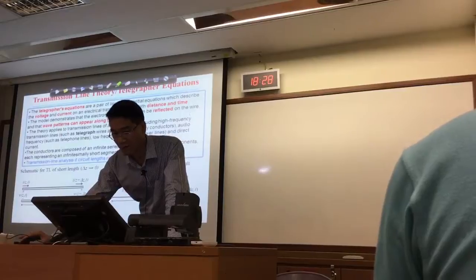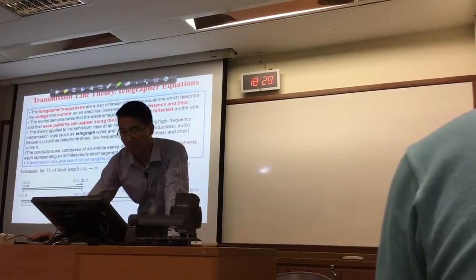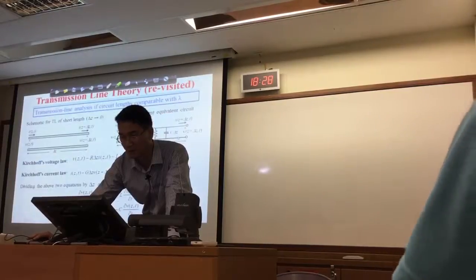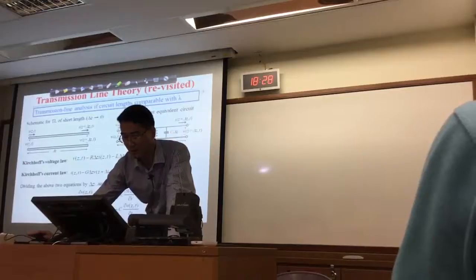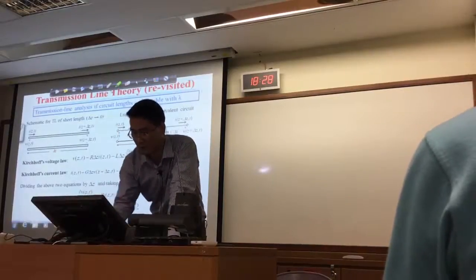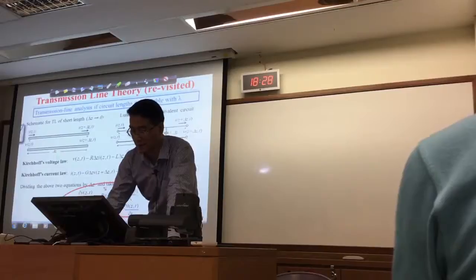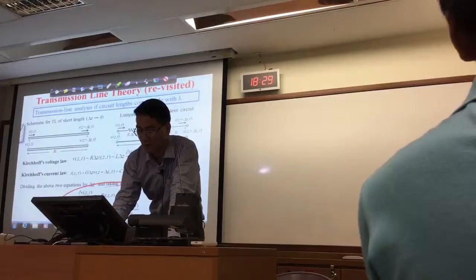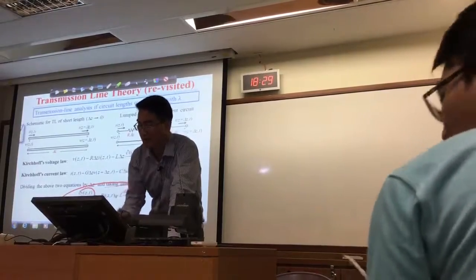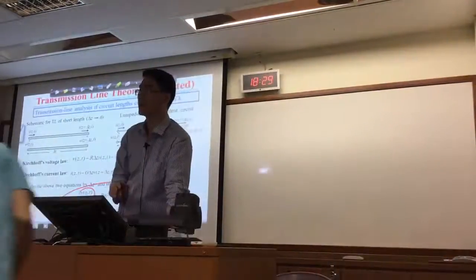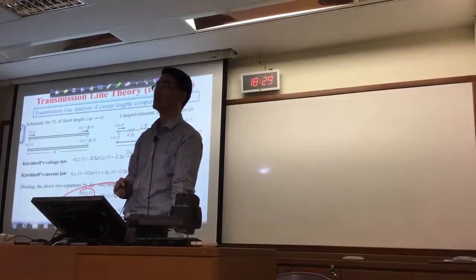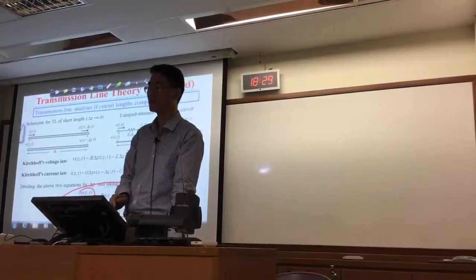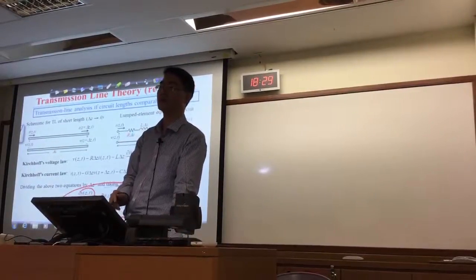So all this you have learned before, so we will quickly go through, then look more at the conclusion. This is the first order wave equation, right? Now voltage and current are coupled together. So you cannot solve the voltage and current directly.